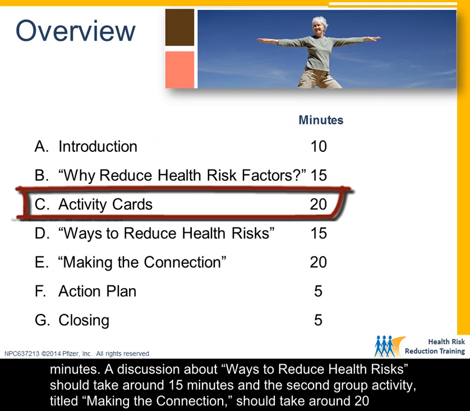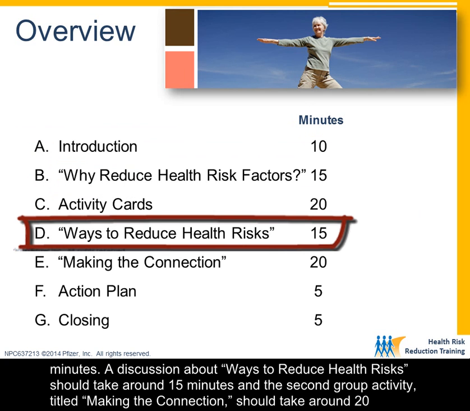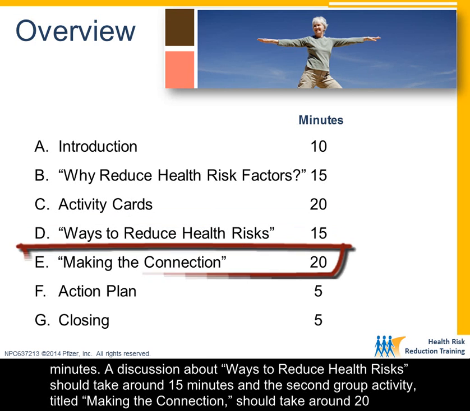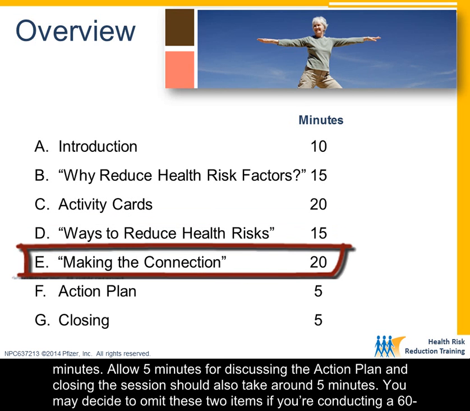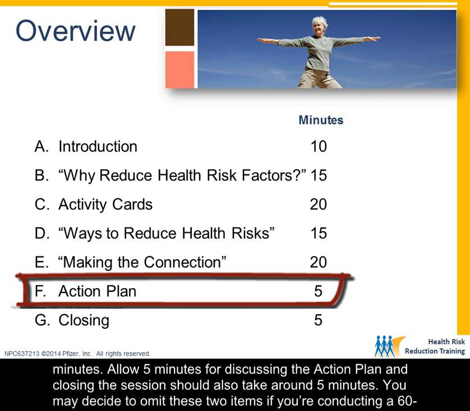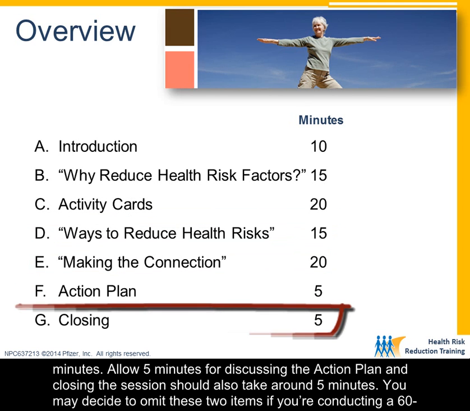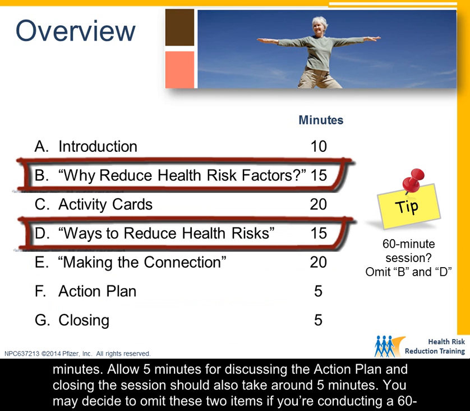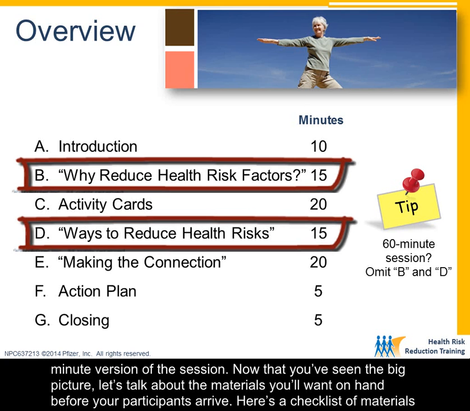A discussion about ways to reduce health risks should take around 15 minutes, and the second group activity titled, "Making the Connection" should take around 20 minutes. Allow 5 minutes for discussing the action plan, and closing the session should also take around 5 minutes. You may decide to omit these 2 items if you're conducting a 60-minute version of the session.